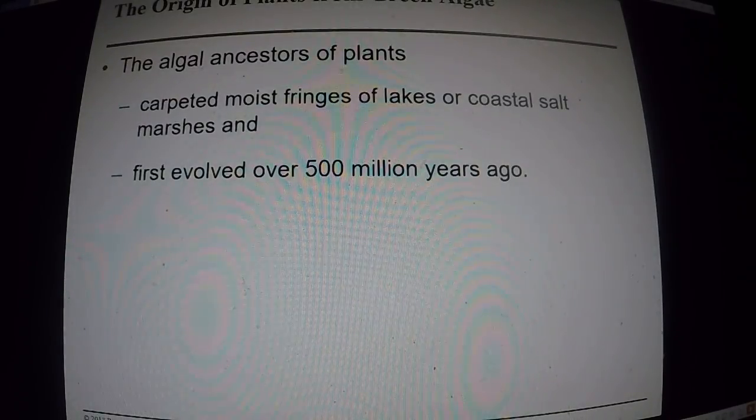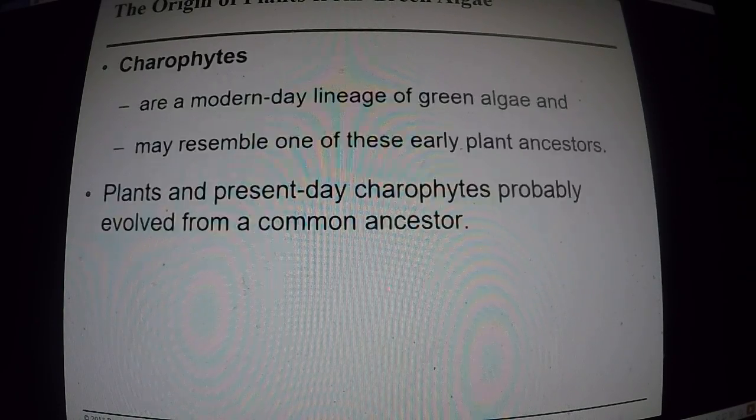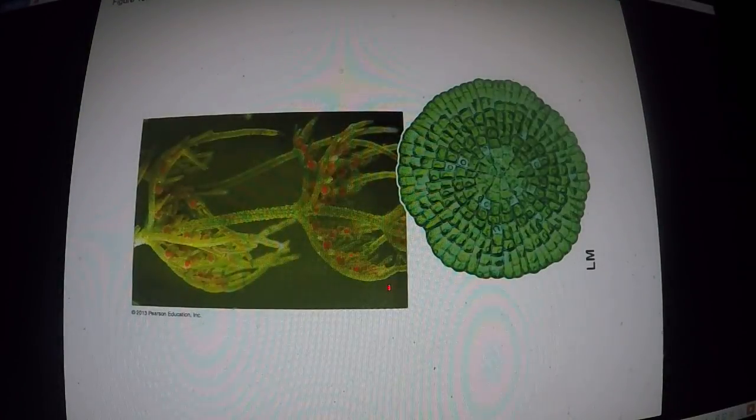Algae ancestors came ashore about 500 million years ago, carpeted the fringes of the lakes and the salt marshes, and they evolved in a way that the chlorophytes were able to dry out and then gain water again, and dry out and gain water again, when the water would drop. So they became like the first present-day land plants. They're still around.